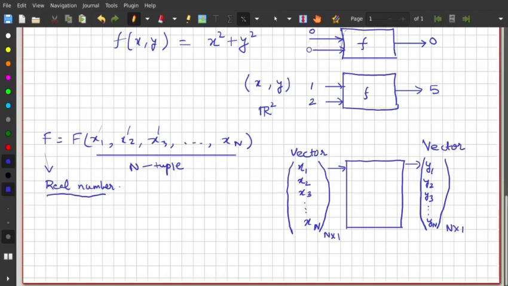And from our previous studies of linear algebra, we know what kind of mathematical object transforms a vector into another vector. It's a matrix. So a matrix transforms one vector to another.